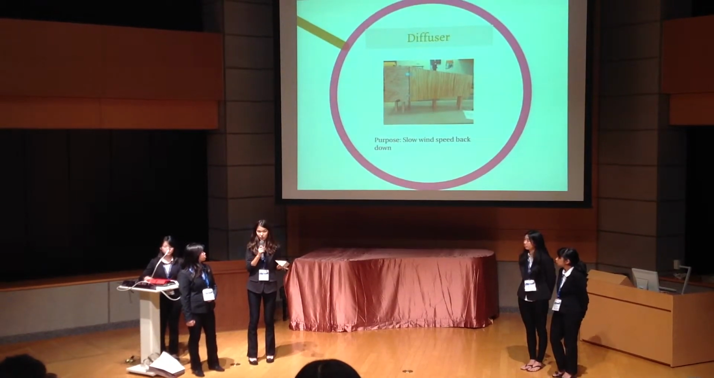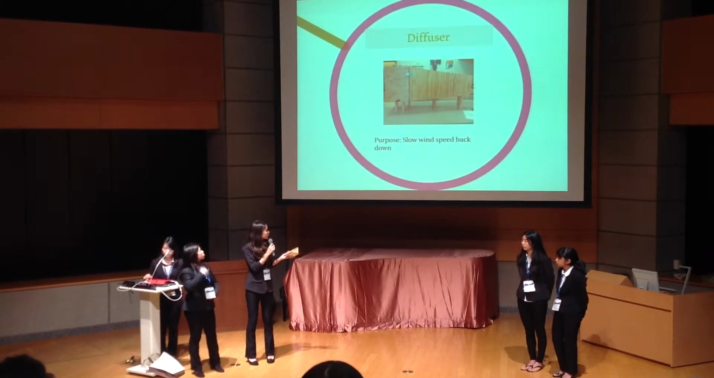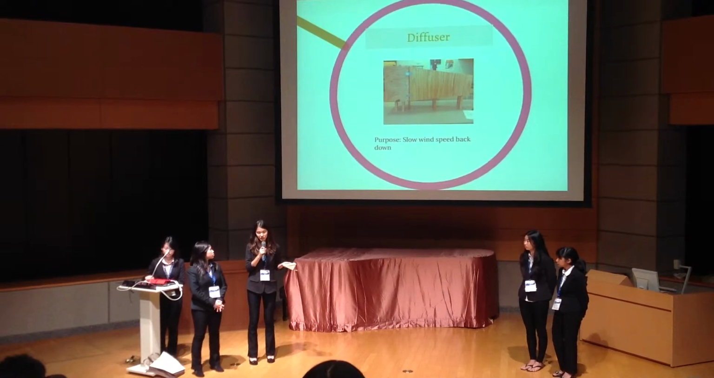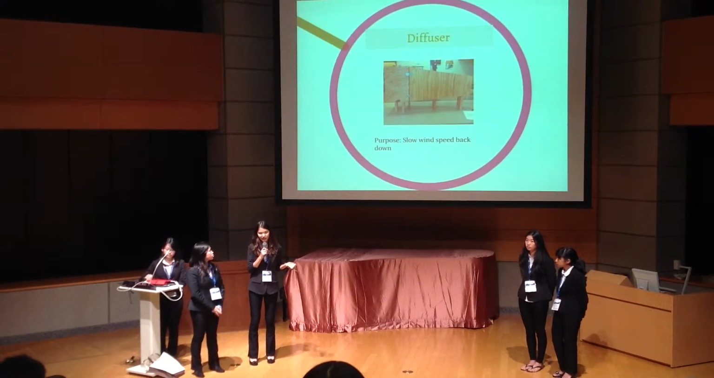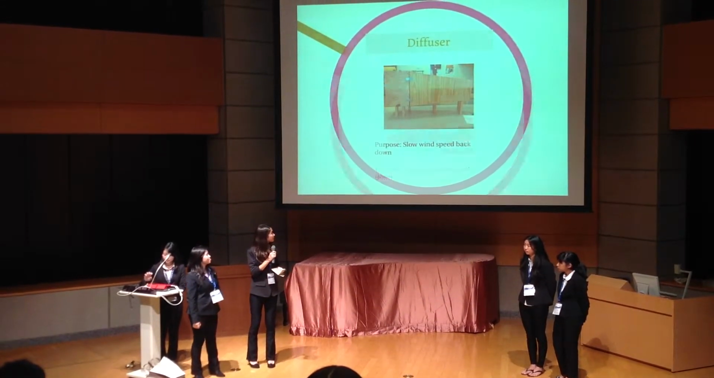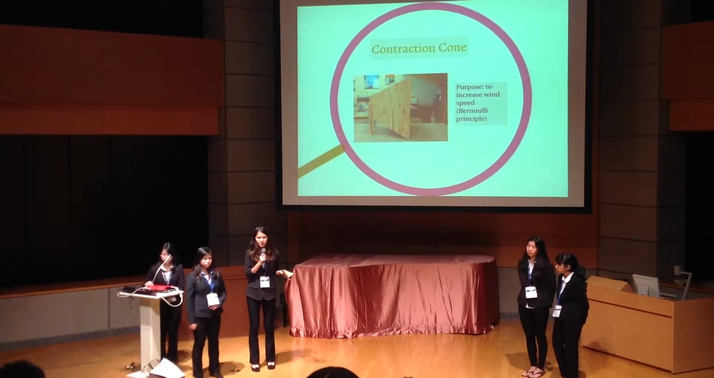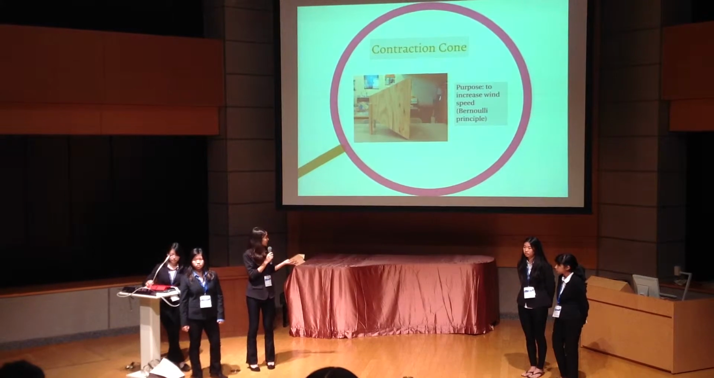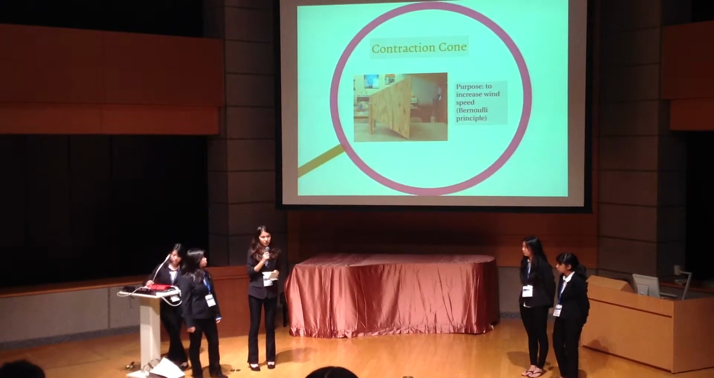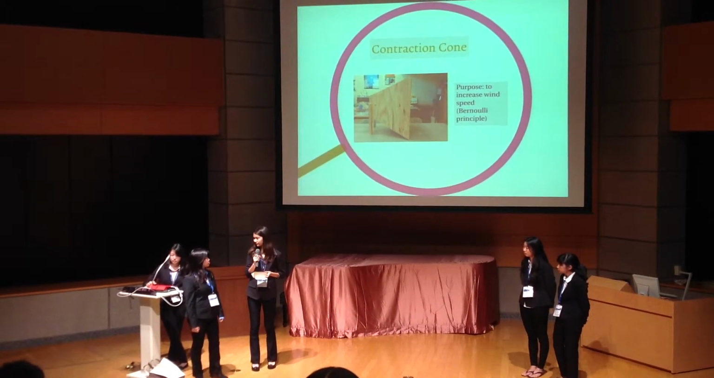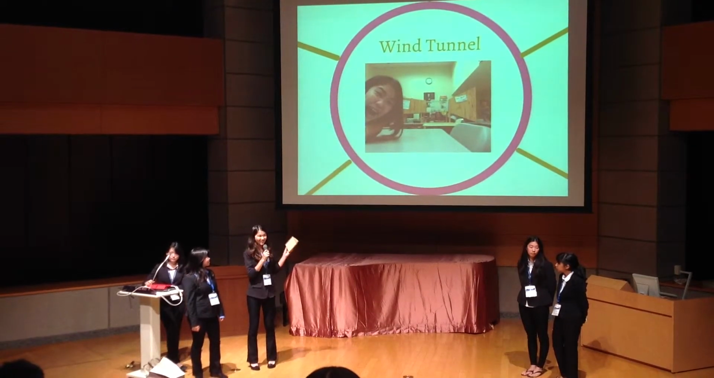Then we have a diffuser, which is connected to the fan. The diffuser slows the wind down before it reaches the fan to make sure we don't damage the fan or anything. And then finally, we have the contraction cone. The purpose of this is to speed up the wind speed by Bernoulli's principle before reaching the test center. And then we get our wind tunnel.